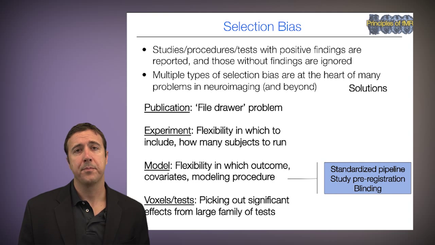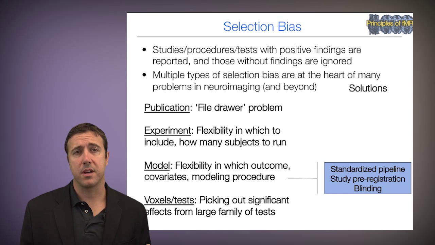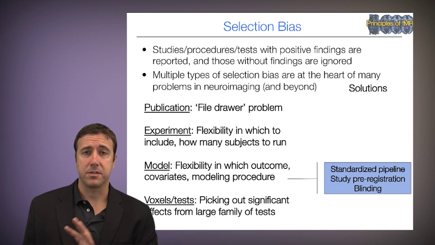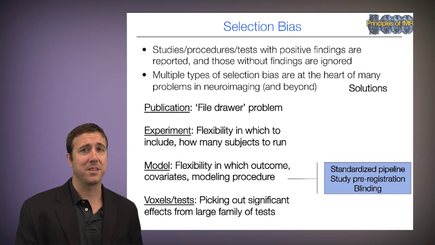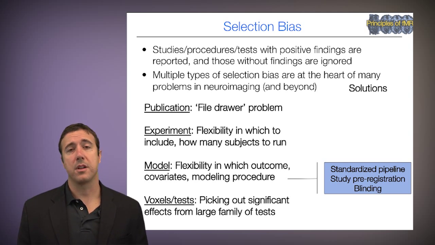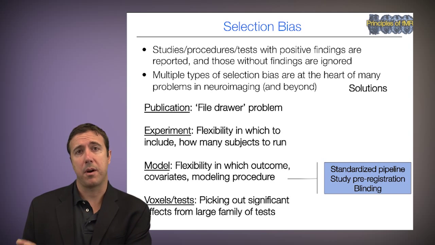Flexibility at the model level is handled in part by standardized pipelines that are applied consistently across studies. That doesn't mean it should be one size fits all, but having a standard pipeline is really helpful to avoid flexibility, and making principled choices ahead of time and using those choices instead of looking backwards based on your results and trying to change your pipeline to get better results. Also, study pre-registration and blinding of experimenters to the research hypotheses is also helpful in that way.